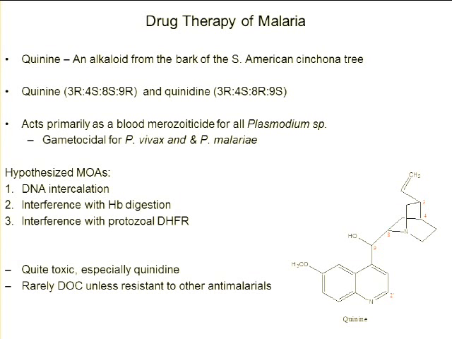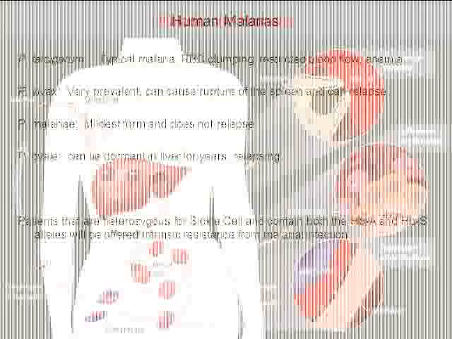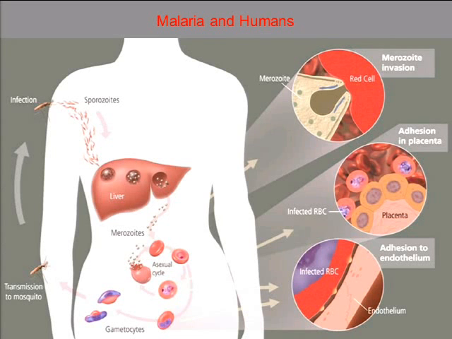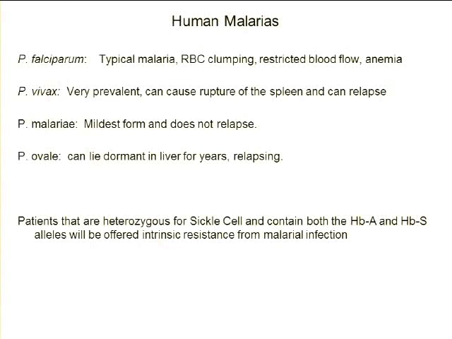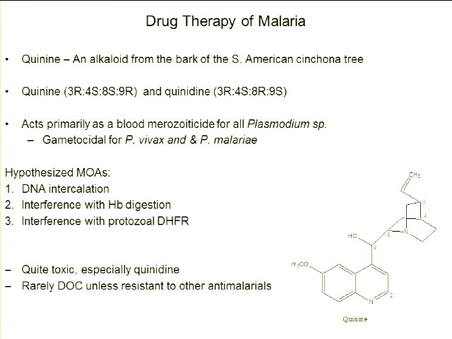Quinine and quinidine will act primarily as blood schizonticides, for all Plasmodium species. It's essentially going to kill the merozoites that are in the blood, remember, right here, after the liver stage. It's going to kill those off by 3 different hypothesized mechanisms.